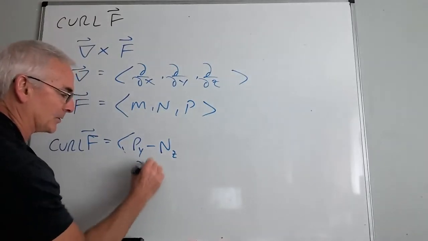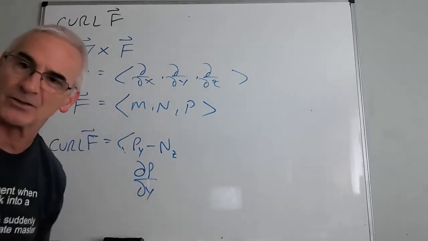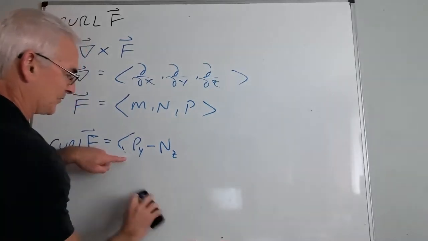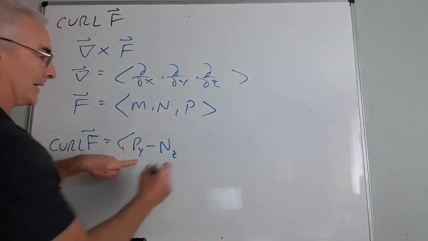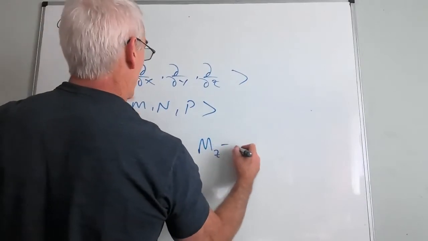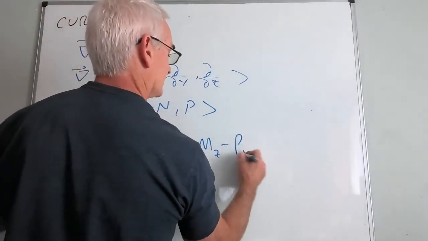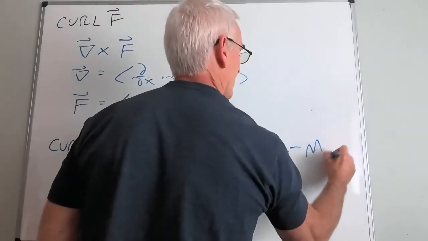I prefer writing it in this form. By the way, it is absolutely correct to write it like this, and it's not that it takes a long time. I think in this form it's just easier to conceptualize. I'm doing the partial of p with respect to y, and then the next one, of course, mz minus px, partials. And then the last one, nx minus my.